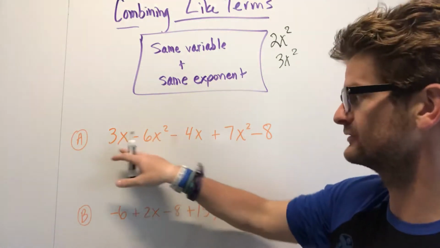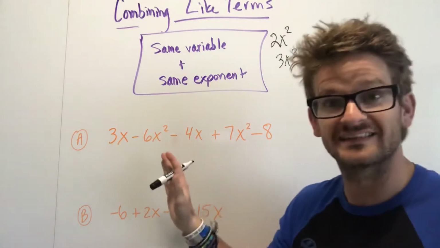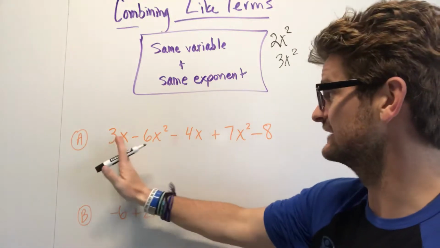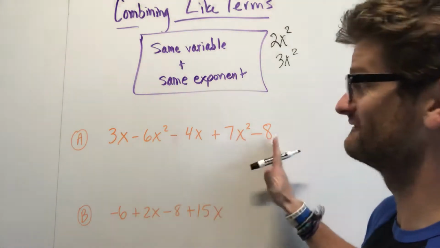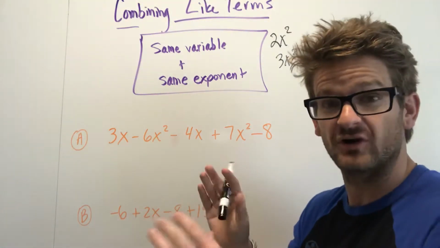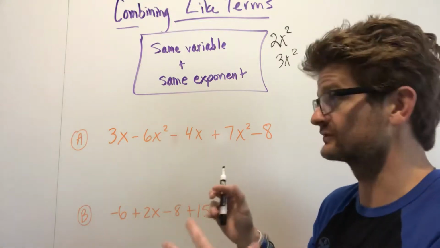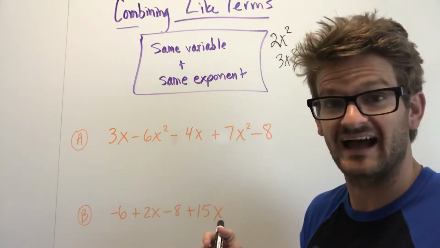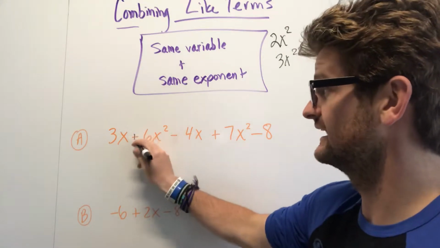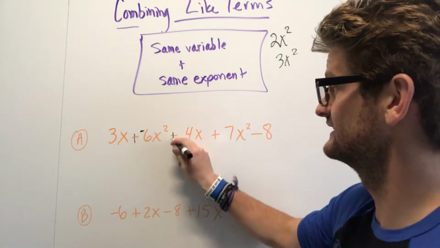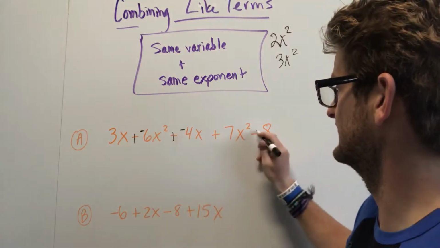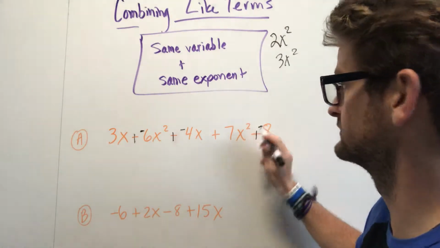So looking at an example is the best way to jump into this. Looking at the number of terms that it has: 1, 2, 3, 4, 5 different terms. These are all separated by an addition or subtraction. The first thing that I like to do is any subtraction, I'll just make plus a negative. So it's the same thing as a subtraction, just plus a negative.